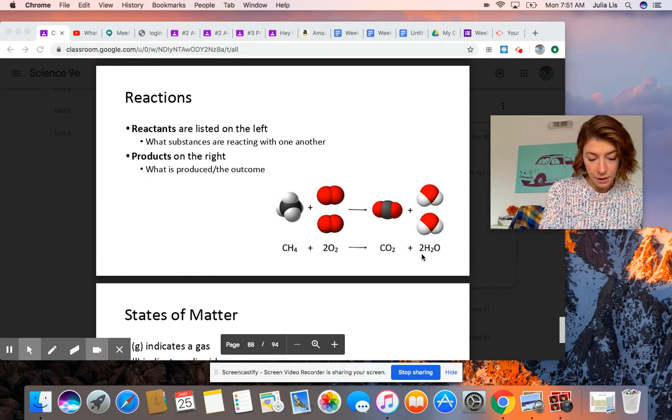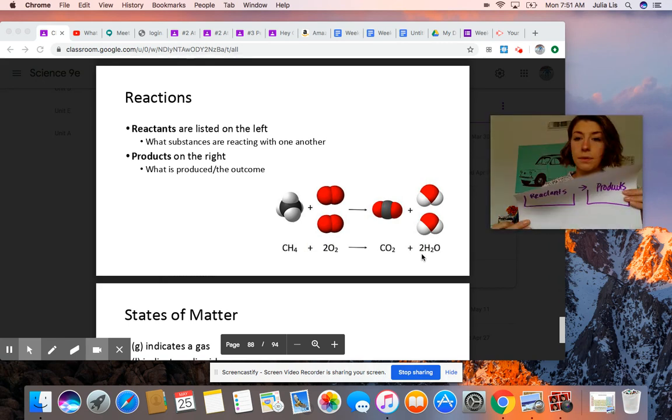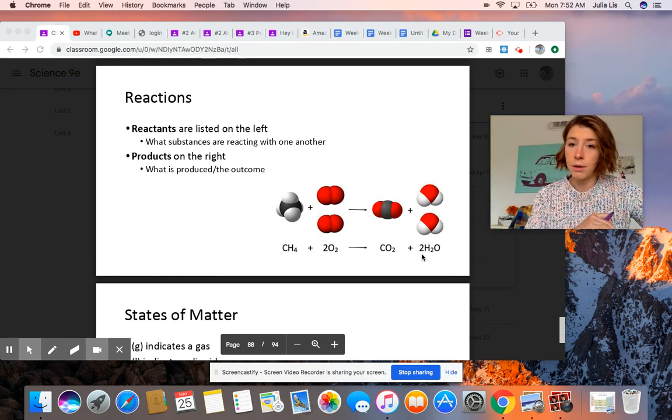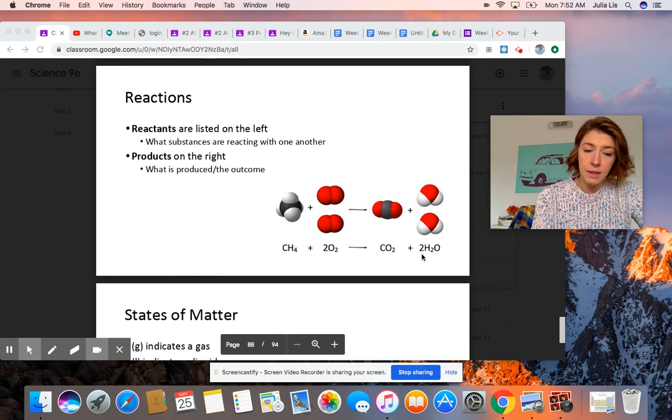And then your products. Okay. And so your reactants are always going to be on your left, and your products are always going to be on your right. And think of it like you read. So you read left to right. Okay. The arrows, okay, it's like an equal sign.